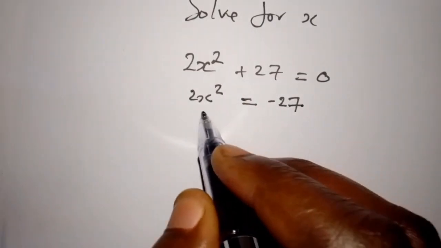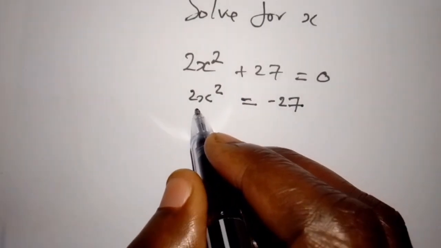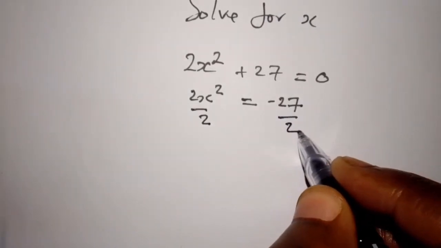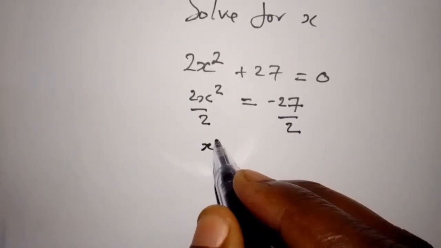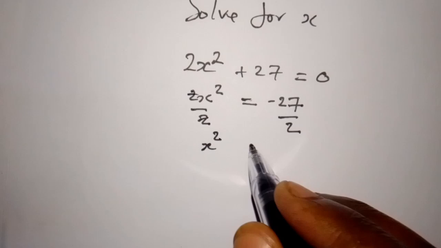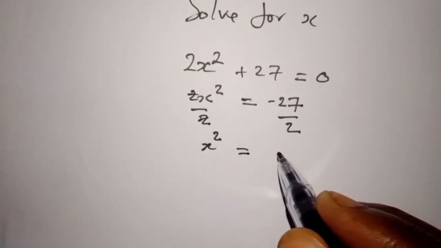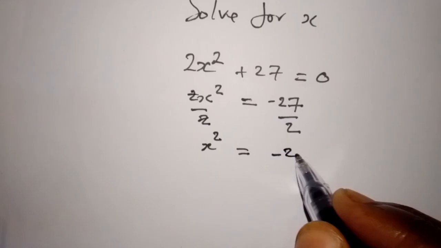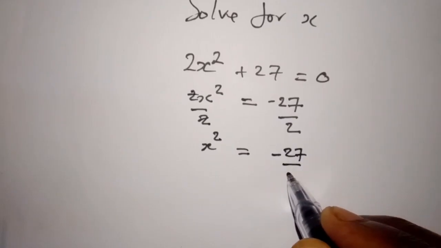We can divide by 2 both sides. x squared is equal to negative 27 over 2.